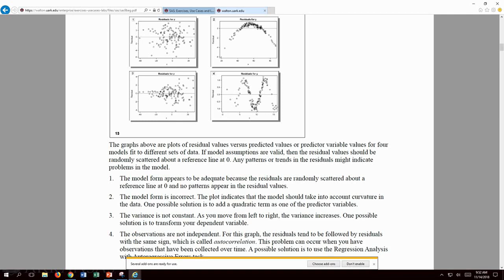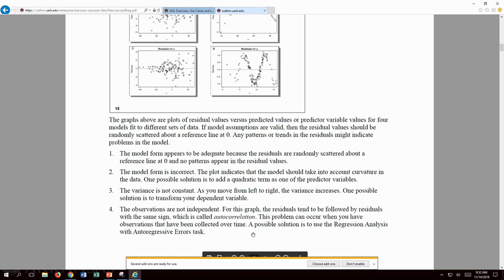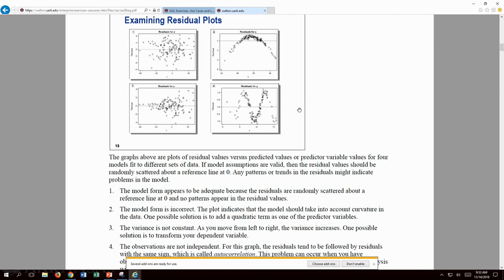If you go on, it actually tells you a possible solution is to use regression analysis with an autoregressive error term. So there are fixes for most of these things. In some cases, like here where our variances aren't consistent, you could actually try to transform a variable and try to fix it. But that's just above and beyond what I want to teach in this class.